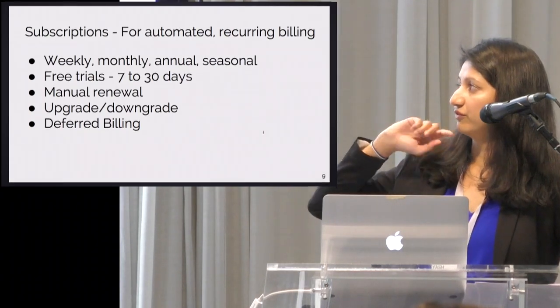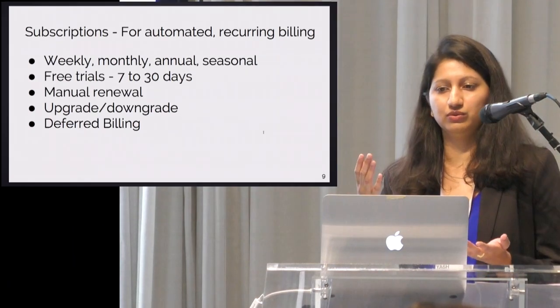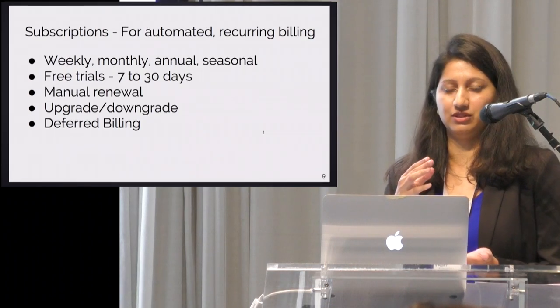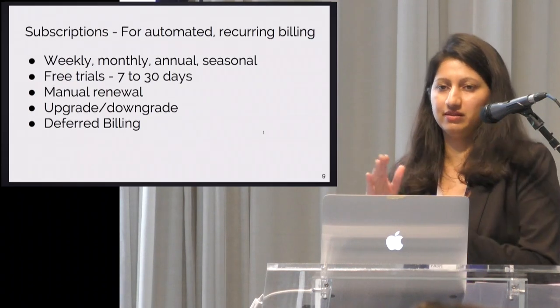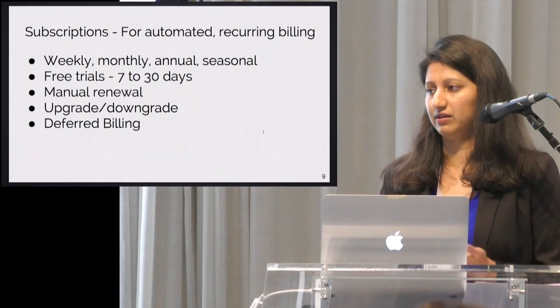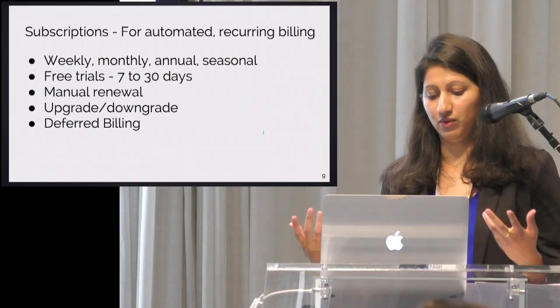You have another option of upgrade and downgrade, which means a user can move between two different subscription tiers. For example, you could have two products, one is $10 a month and the other one is $20 a month, which offers more premium features. So you can let your users upgrade or downgrade depending on what they want to watch.